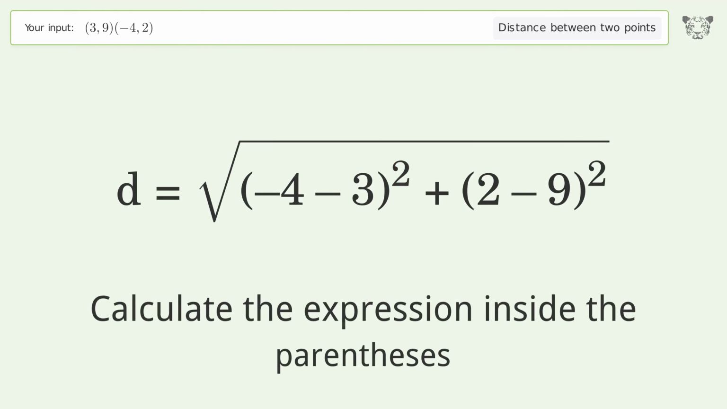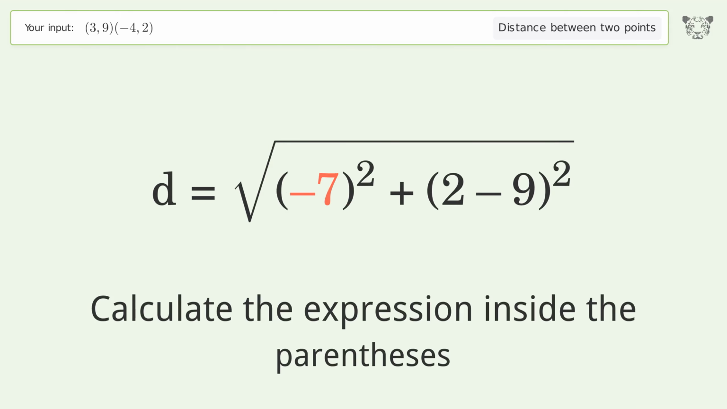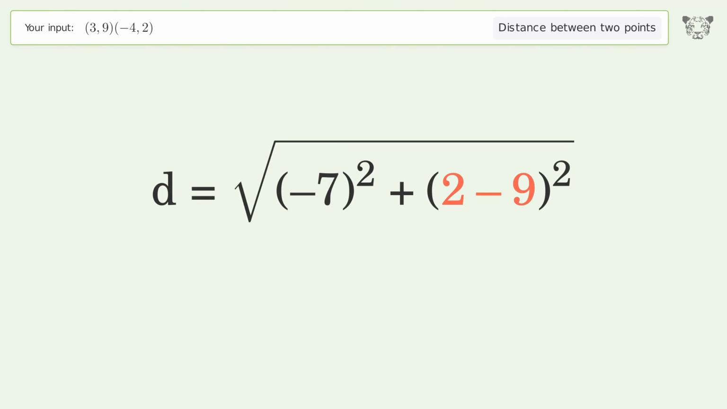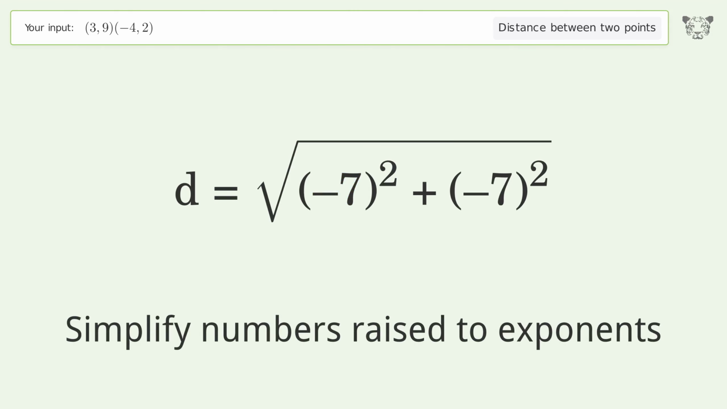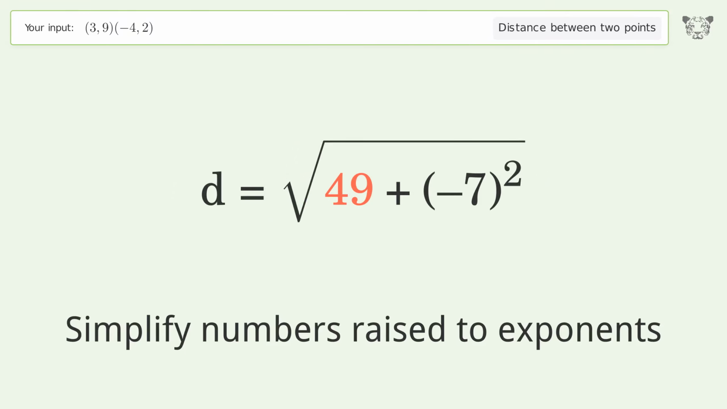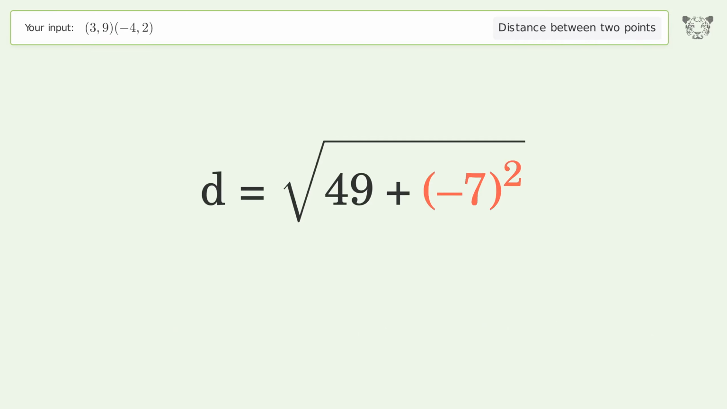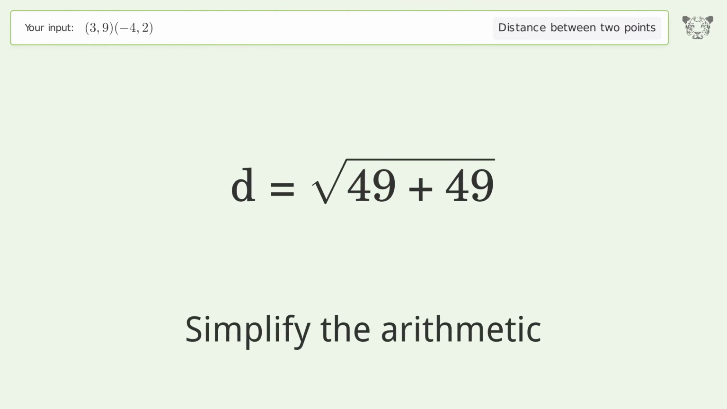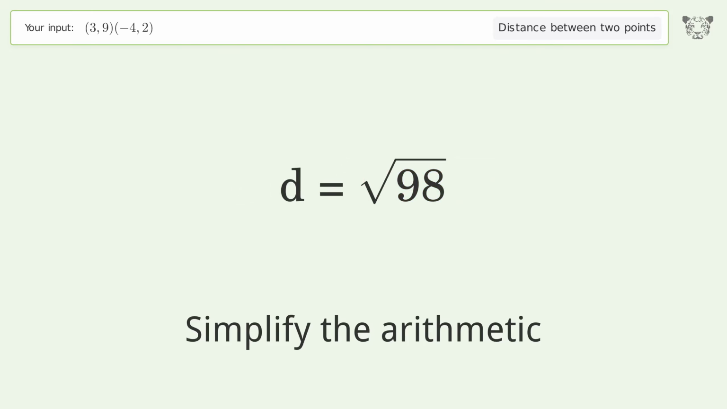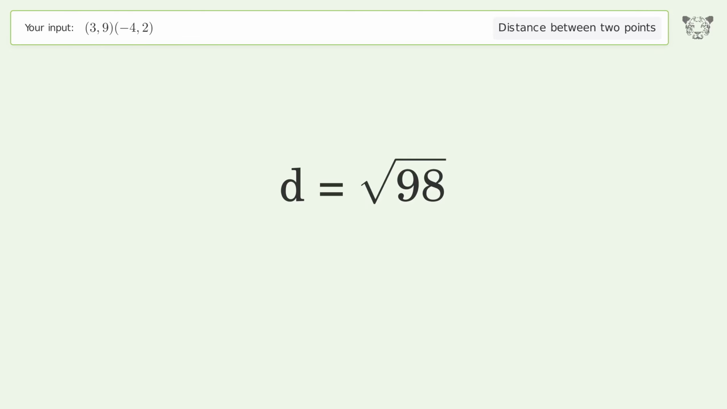Calculate the expression inside the parentheses. Simplify numbers raised to exponents. Simplify the arithmetic. And so the distance between the 2 points is the square root of 98, or 9.899.